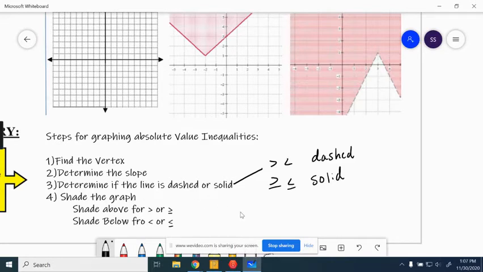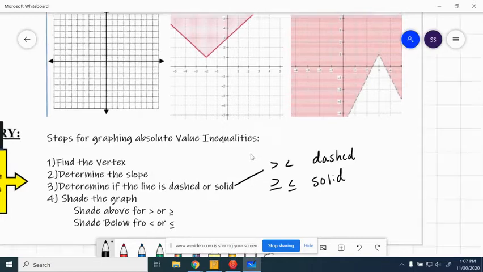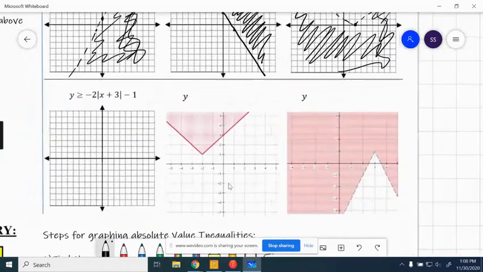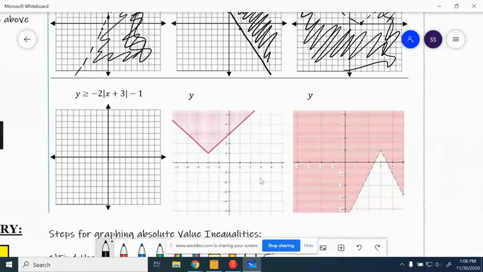And we're going to shade above for greater than or equal to. And we're going to shade below for less than or equal to. Okay? So let's practice this a little bit more. We've got y is greater than or equal to -2 times the absolute value of x plus 3 minus 1. So let's follow our steps here.